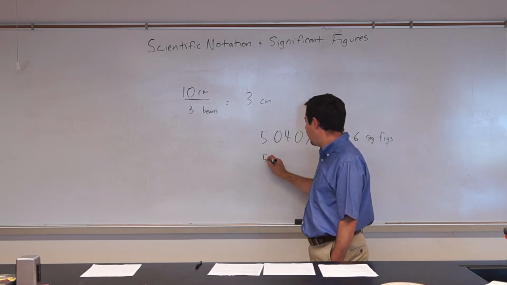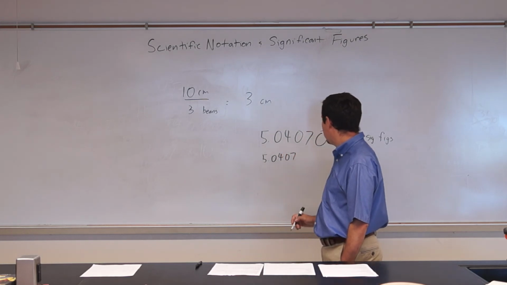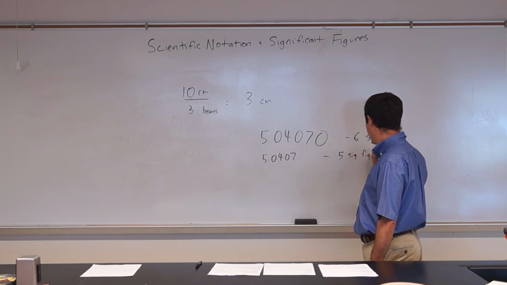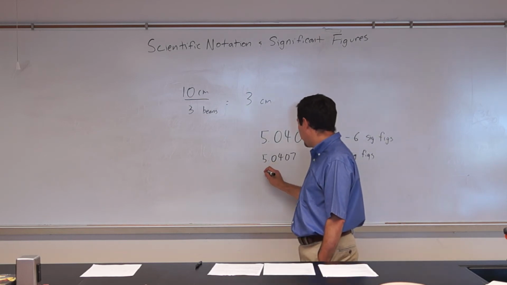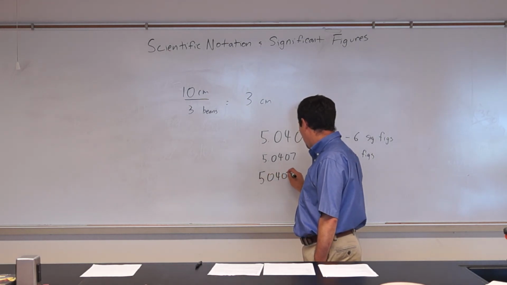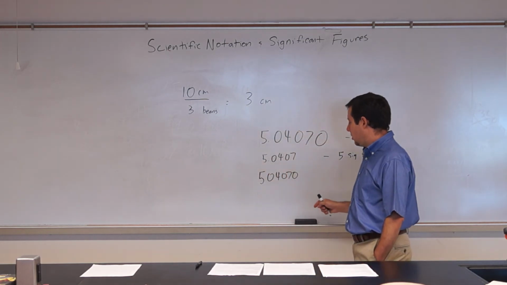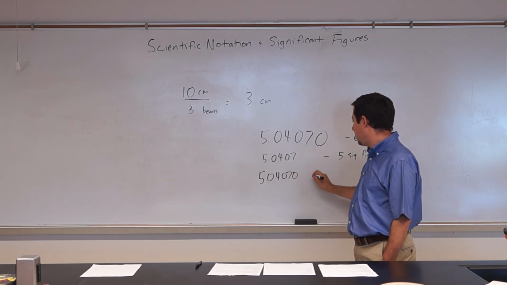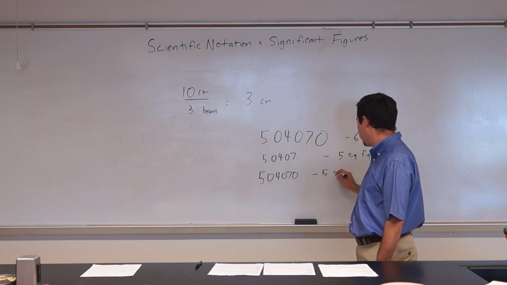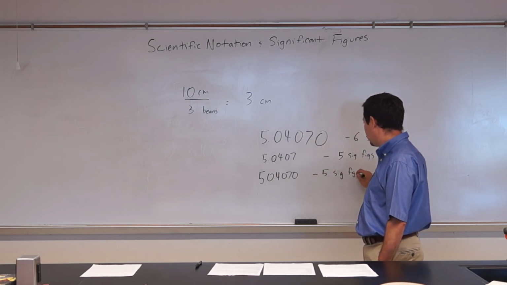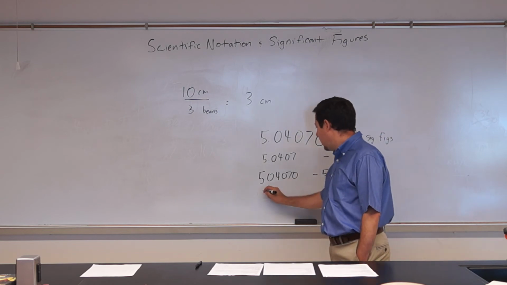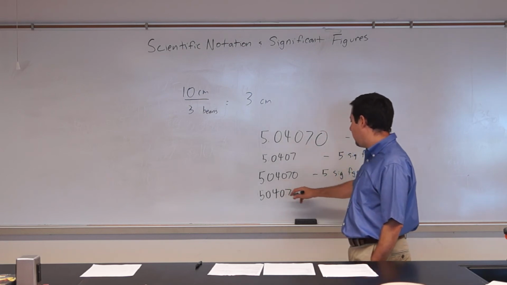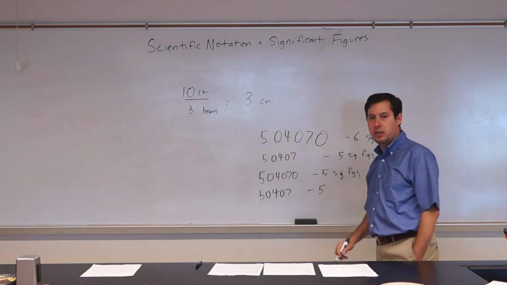The number 5.0407 has only 5 sig figs. If I were to write this without the decimal point, though, let's say I did 5.04070, we ignore all zeros if they are not after the decimal point. So this number actually only has 5 sig figs, which is the same number of sig figs as this number, 50407, also 5 sig figs.